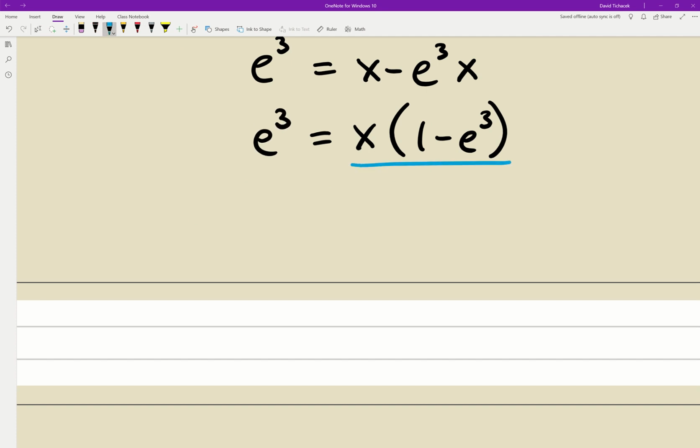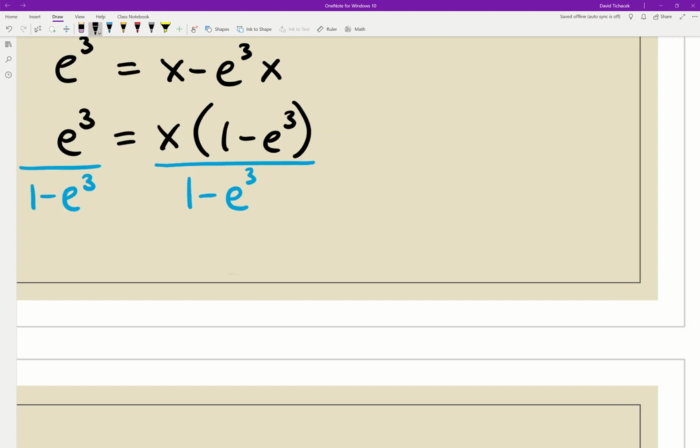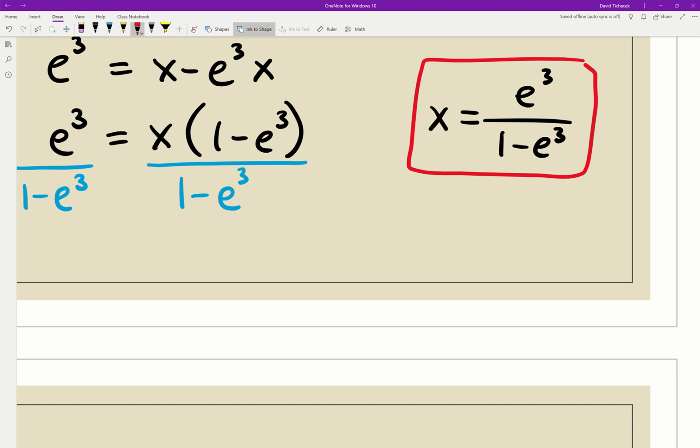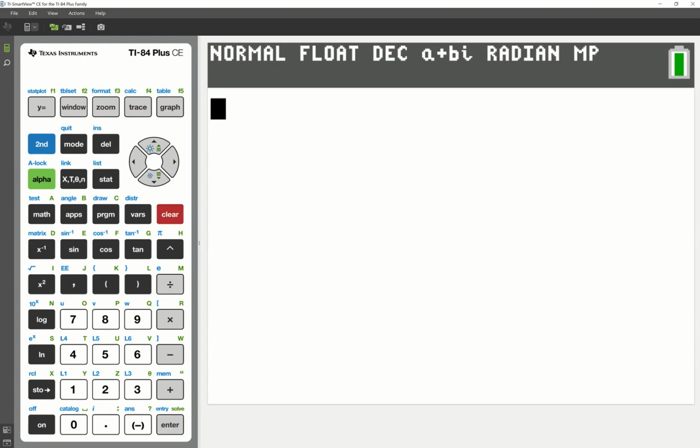One final step here, I'm just going to divide both sides by that quantity that I'm multiplying times x. And in this case, that is going to be this quantity, 1 minus e to the third. And so we finally arrive at the exact form of my final answer. So that is going to be x is equal to e to the third divided by 1 minus e to the third. Again, if we were interested in the exact version of our final answer, then we would just box this. But of course, if we were interested in the approximation, we can type that into the calculator, which I will do right now.